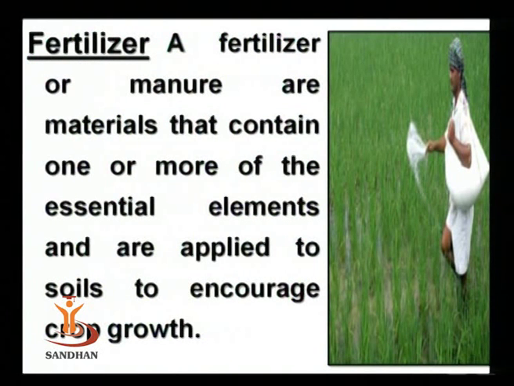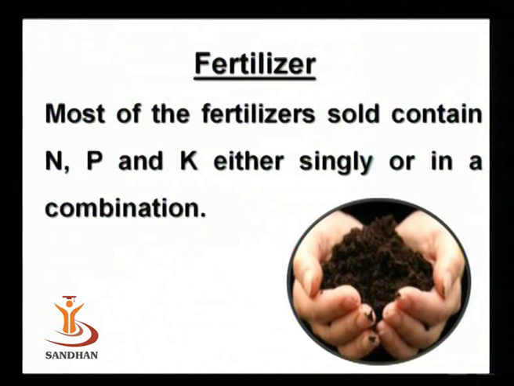First of all, what exactly is a fertilizer? A fertilizer or manure is a material that contains one or more of the essential elements and is applied to the soil to encourage crop growth. It means fertilizers are required for crop growth. Without fertilizer, the crop may not grow in the way it is growing. That's why fertilizer is significant for growth.